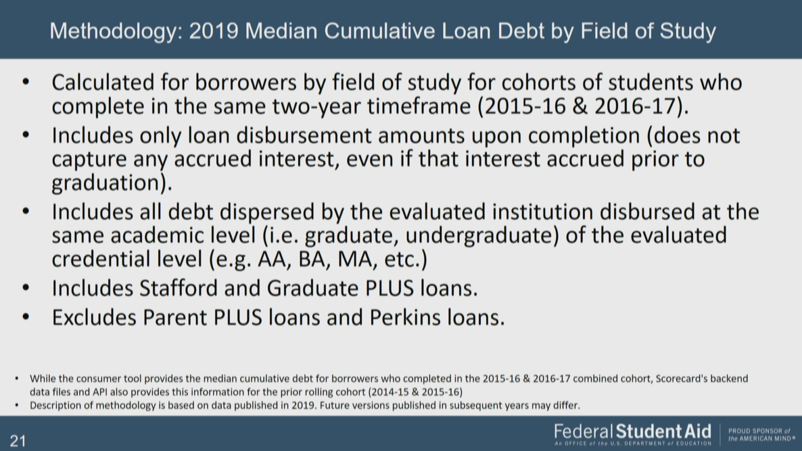It includes only Stafford and Grad PLUS loans, but as you may remember from a couple slides ago, we will have information about PLUS loans and Parent PLUS loans. For this particular calculation of what we have available now, we exclude Perkins loans as well, and we'll continue to exclude Perkins loans.